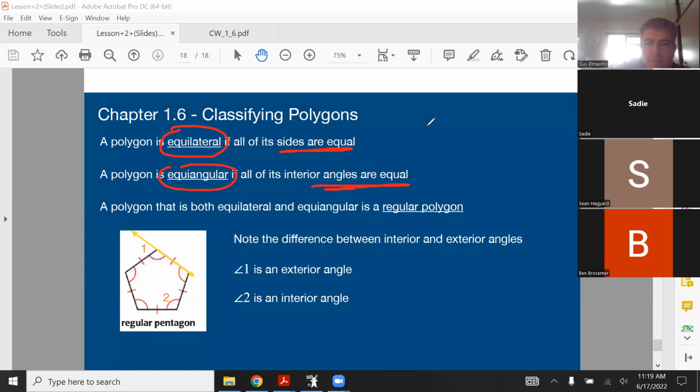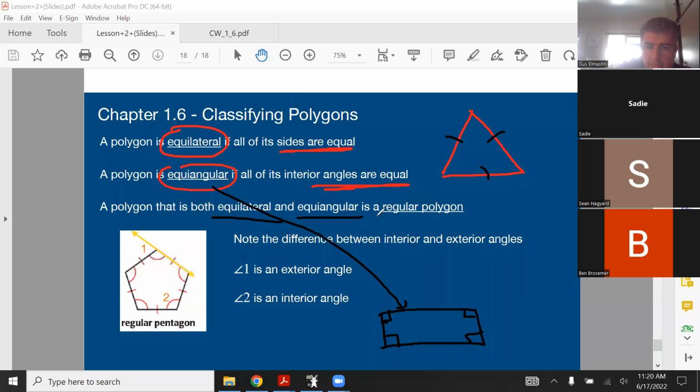So if you have a polygon with all the sides being equal, like say this right here, say each of these sides are identical, then we say this is an equilateral triangle. Equiangular means all the angles are the same. Like if I had a rectangle and have a bunch of right angles here, that'd be equiangular. All the angles are the same. And if it's both equilateral and equiangular, we call it regular.